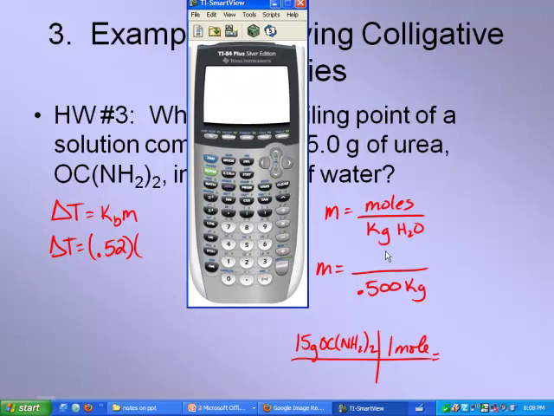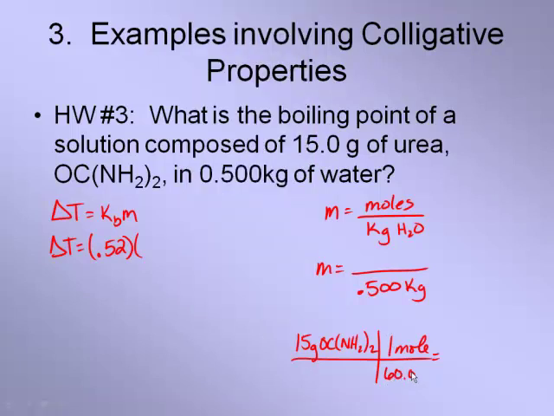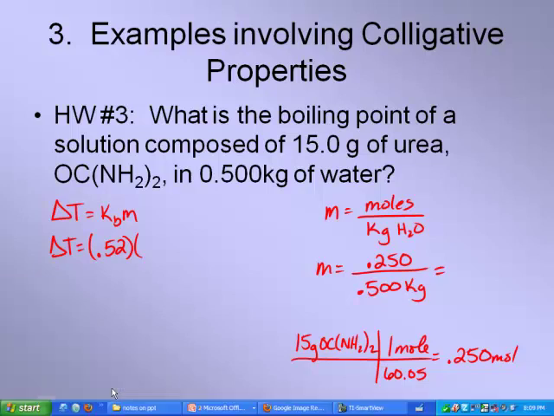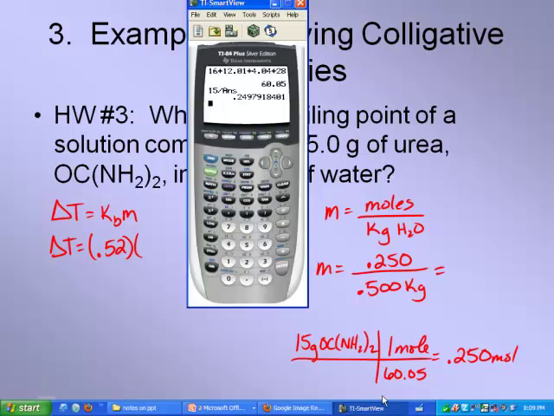So let's find the mass of urea. It is 16 plus 12.01 plus 4 hydrogens plus 2 nitrogens is 28, 60.05. I'll do 15 divided by 60.05 is 0.250 moles. Again, it doesn't matter how many sig figs I keep in these steps as long as I keep the correct number of sig figs in the final answer.